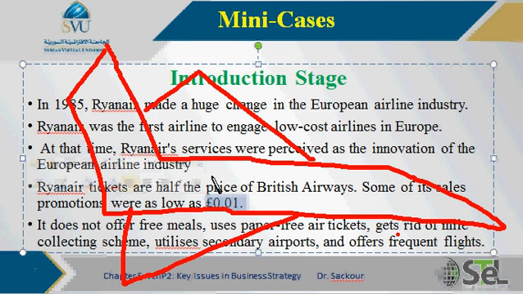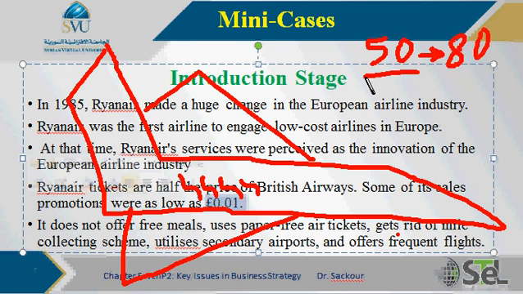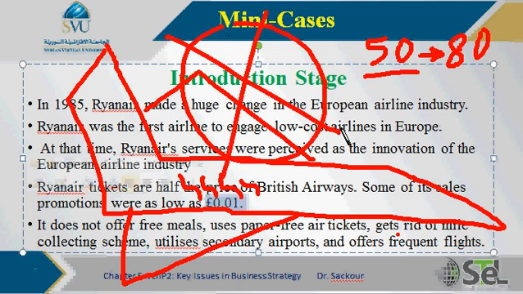There are, let's say, 50 seats. They make it 80. They make low, narrow spaces. They add more seats, so it becomes 80 seats instead of 50. No meals at all. So they save, let's say, 10 pounds sterling.